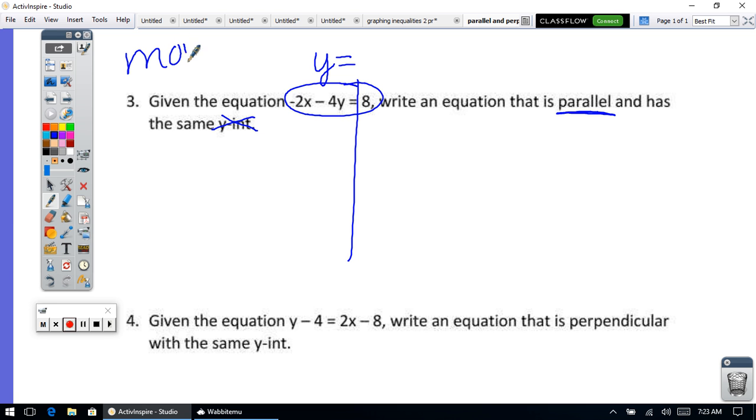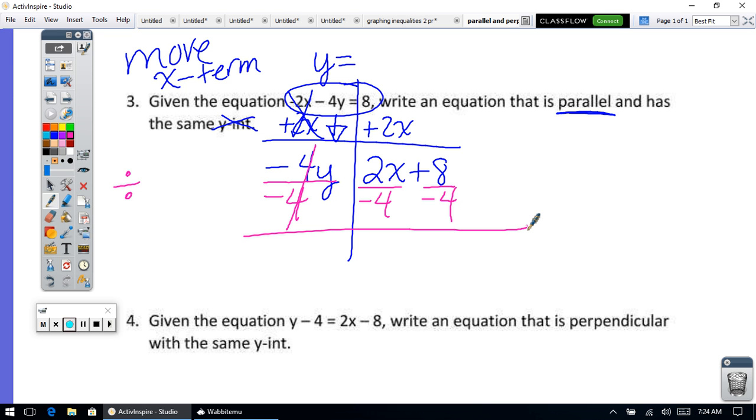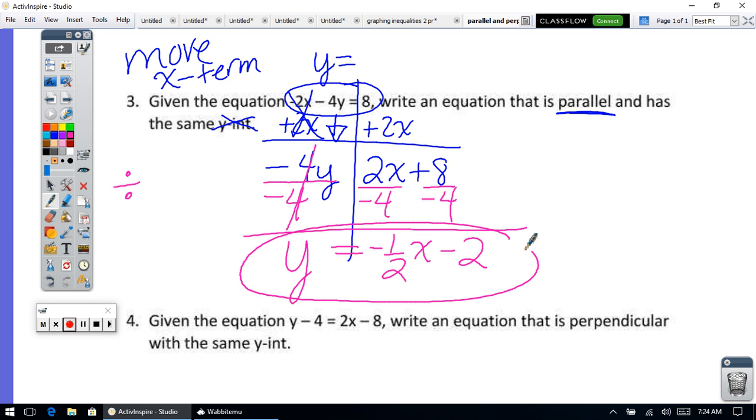So the first thing is move the x term to the other side. So since it's -2 on the left, you have to do opposites when you jump across to the other side. So we have 2x, the 8 is positive. Bring down the -4y. And then our last step is to divide by the coefficient. That is -4. So divide by -4, divide by -4, divide by -4. And we're left with y equals 2 divided by -4 is -1/2 x. 8 divided by -4 is -2. So this is our original equation.